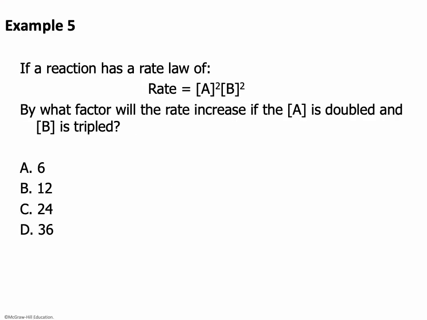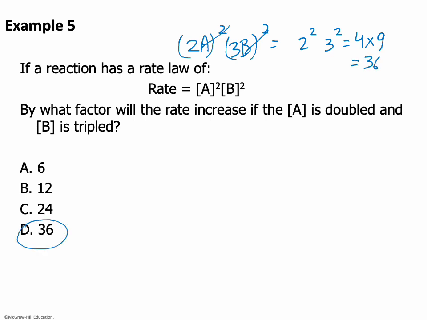Let's try one more. If the reaction has a rate law of this, by what factor will the rate increase if A is doubled? So A is 2A, and carry the factor, okay? Carry the reaction order. And B is tripled, so it's 3B squared, which means A squared and B squared I know will cancel out, same here. So it's 2 squared times 3 squared. 2 squared is 4, times 9, so that would give you 36. So my answer here is 36 times.